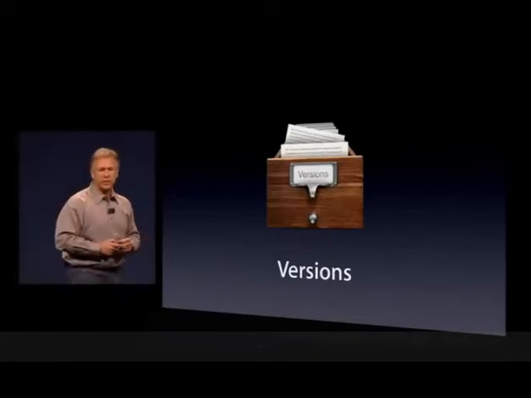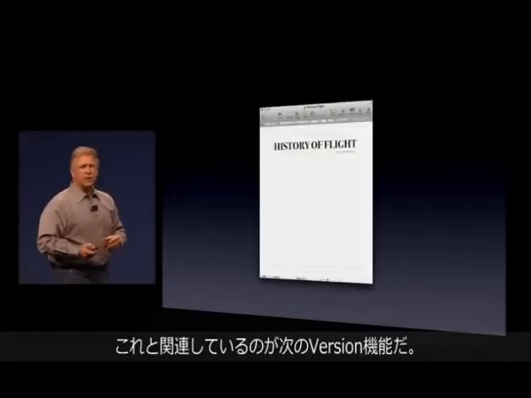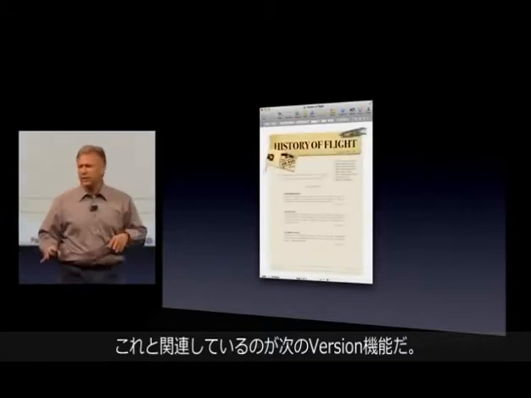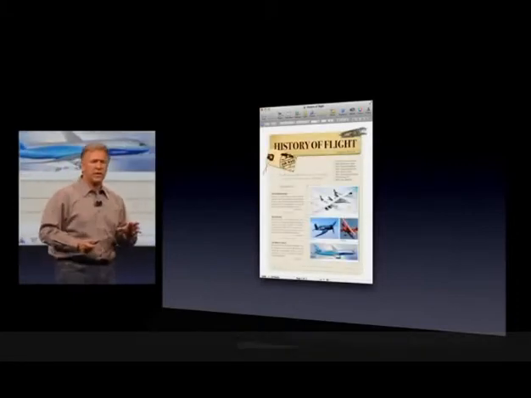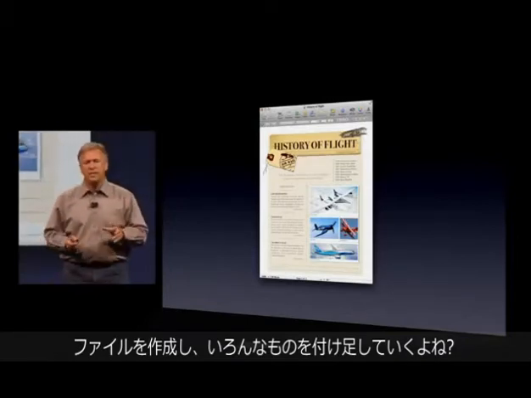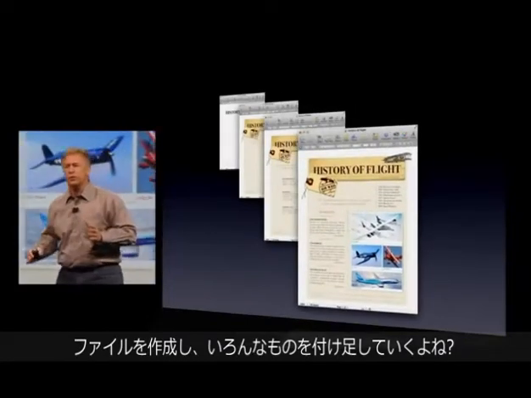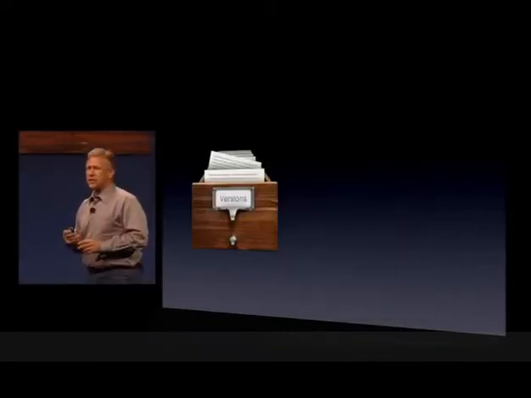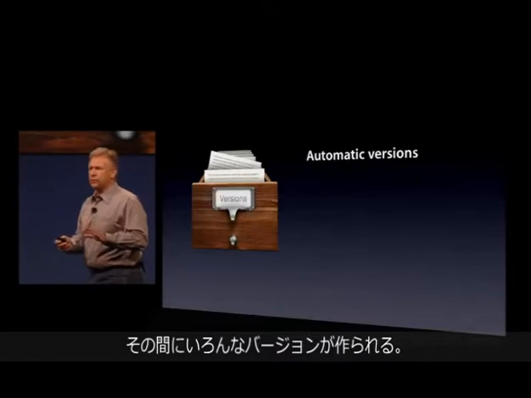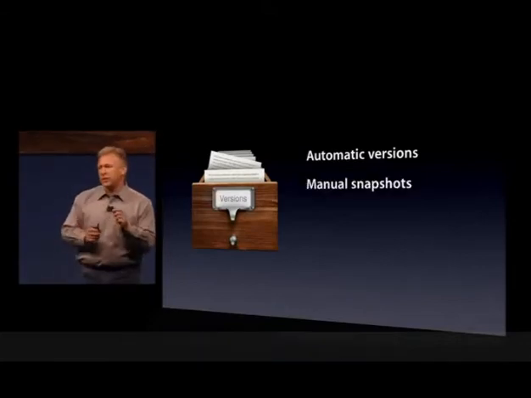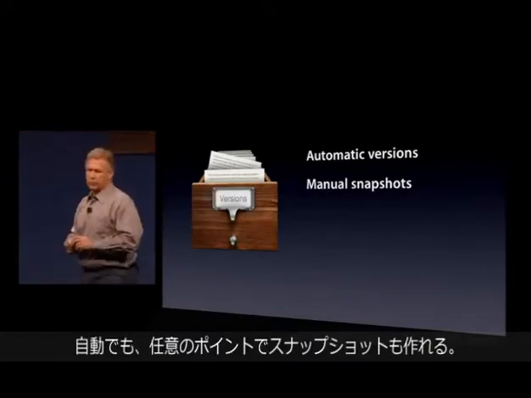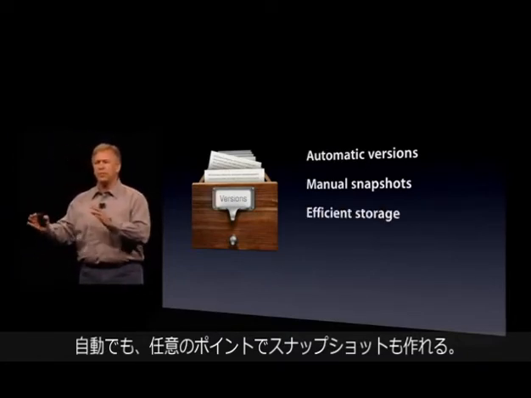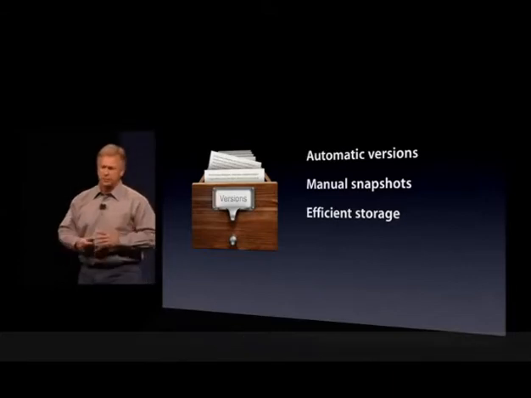So you're working on a document, you're entering the text, you're formatting, you're adding copy, you're adding graphics, and all along, Autosave is saving your document. In fact, it's saving all these versions of your document as you're working. So we call that Versions. It's automatic. You don't have to do anything. We'll do it for you with Lion. If you love something in a split second, you can, of course, take a manual snapshot if you want. And it's very efficient. We only store the difference between the versions. They're not whole new documents.